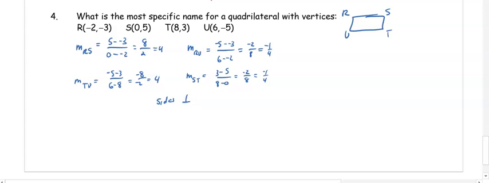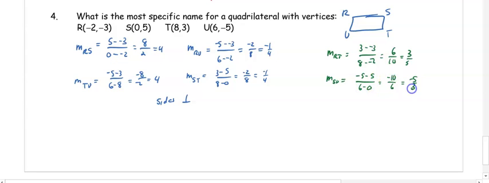If we look at the slopes of the diagonals, so we have the slope of RT, 3 minus negative 3 over 8 minus negative 2 gets us 6 over 10, which reduces to 3/5. Our slope of SU is negative 5 minus 5 over 6 minus 0, which gets us negative 10 over 6, which reduces to negative 5/3. So here the diagonals are perpendicular, and because both are perpendicular, that means we have a square.